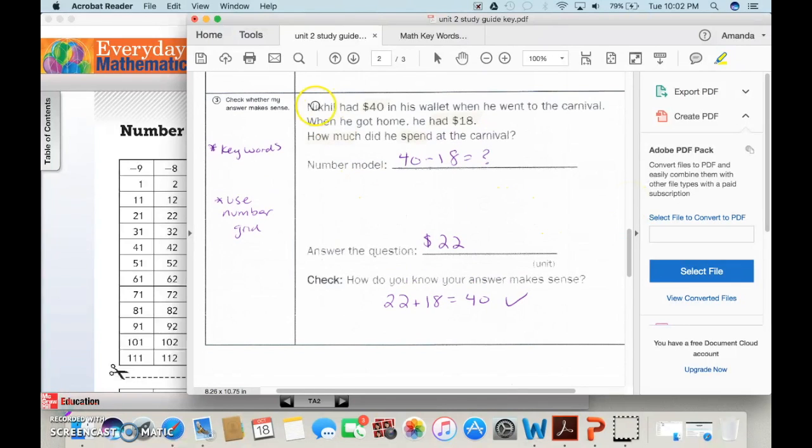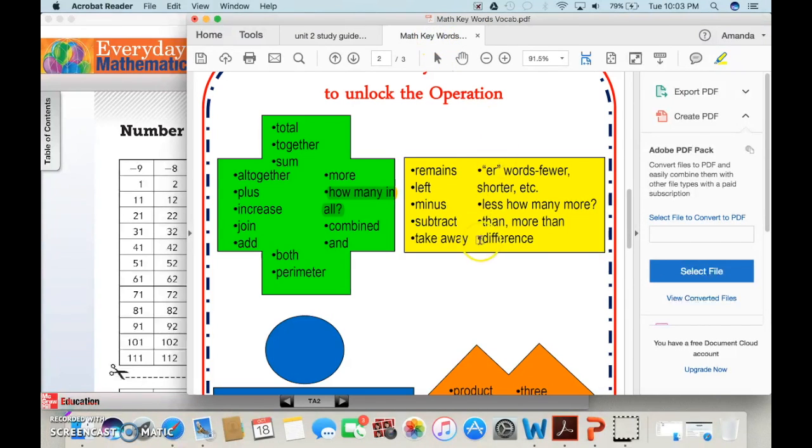Number 3, Nikhil had $40 in his wallet when he went to the carnival. When he got home, he had $18. How much did he spend at the carnival? So again, I'm going to take a look at my keywords, and I'm thinking that this is going to be subtraction because it's taking away if he's spending money.